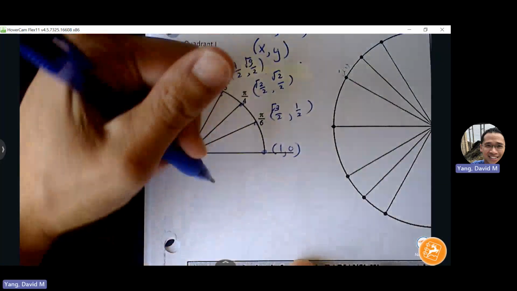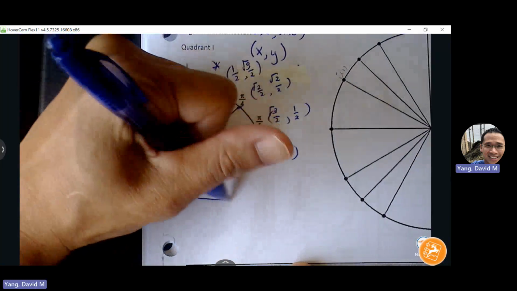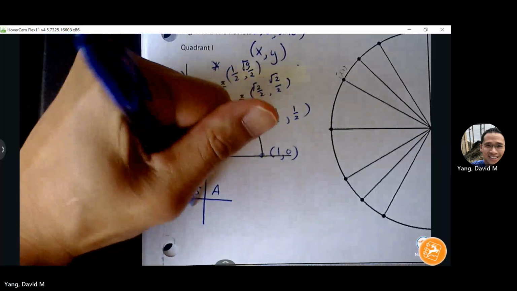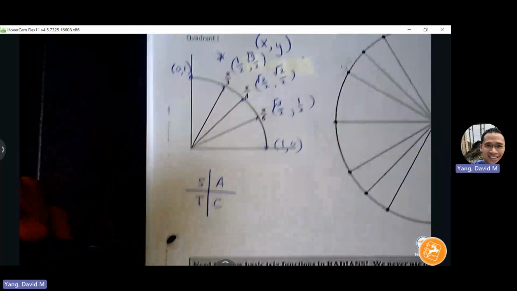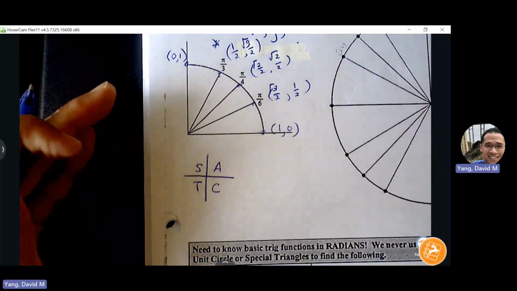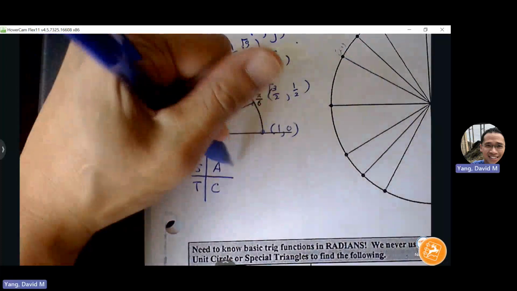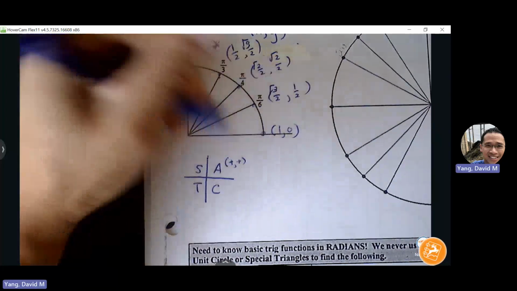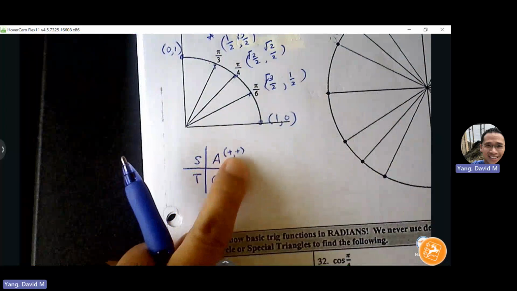A couple more important things here: this acronym helps us identify the signs of my trig functions. In the first quadrant, all my ordered pairs are positive x, positive y.